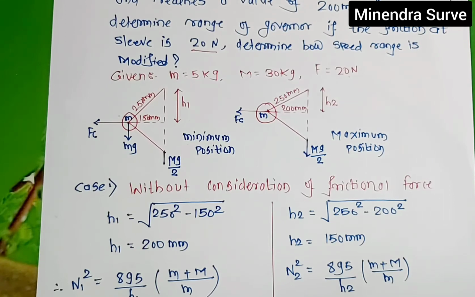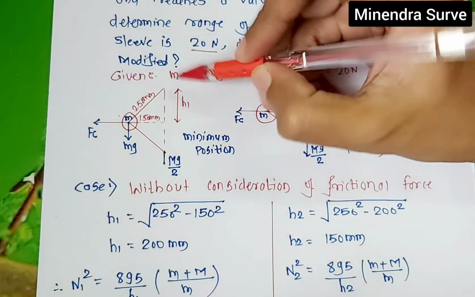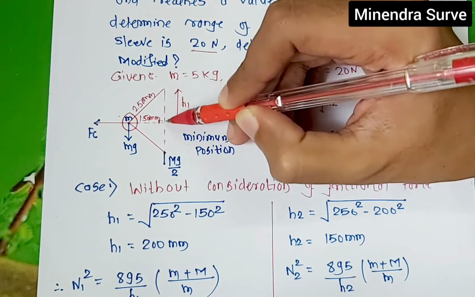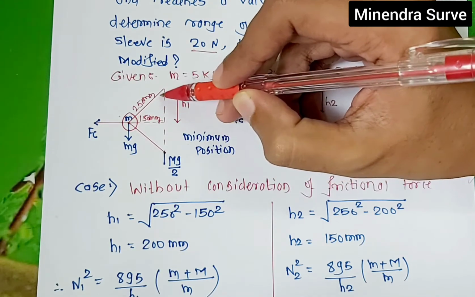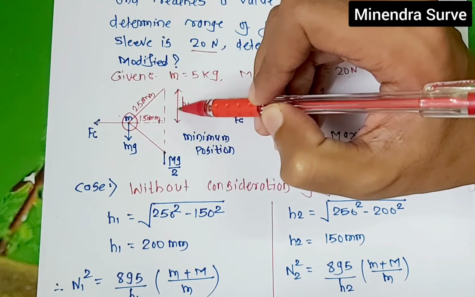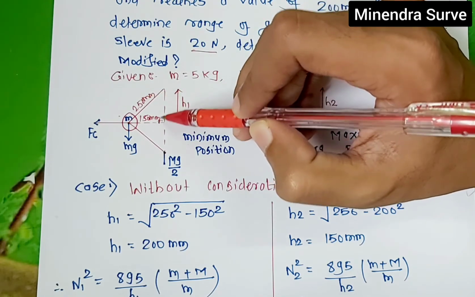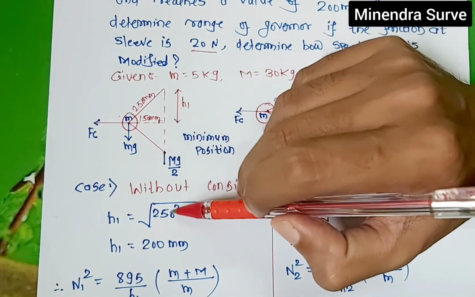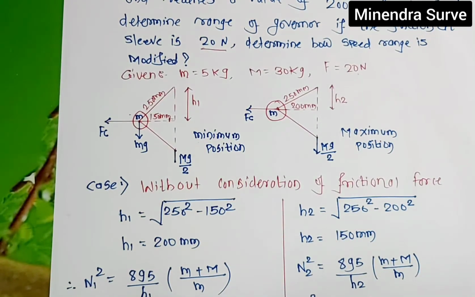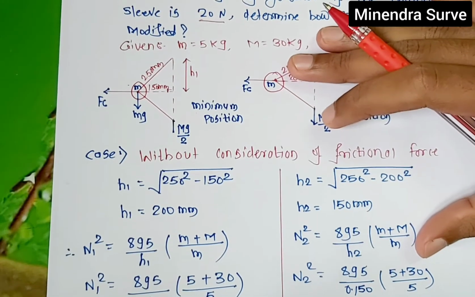The first task is to calculate H1. This is H1 and this is a right angle triangle, so apply the Pythagoras theorem. H1 squared is equal to 250 squared minus 150 squared. Taking the square root, you get H1 as 200 mm, which is the final answer for H1, that is 0.2 meter.